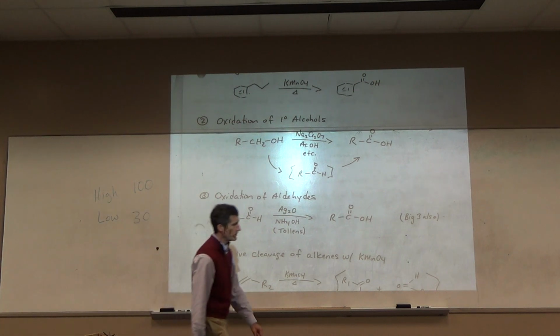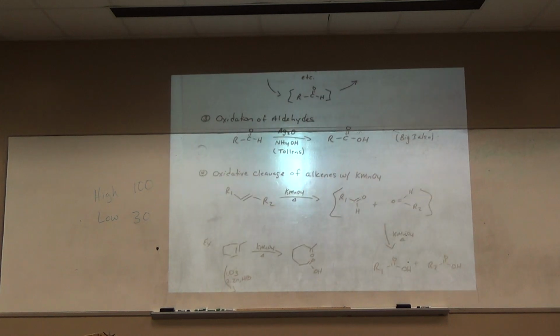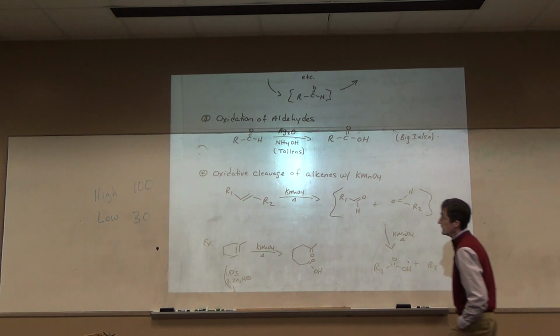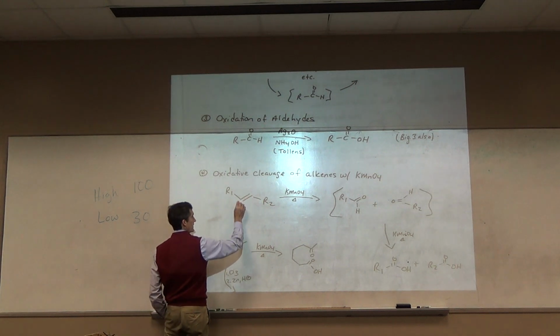Any other ways we can make carboxylic acids? How about from alkenes? Oxidative cleavage of alkenes with like KMnO4. Remember? You're going to cleave this. Each carbon becomes a carbonyl.